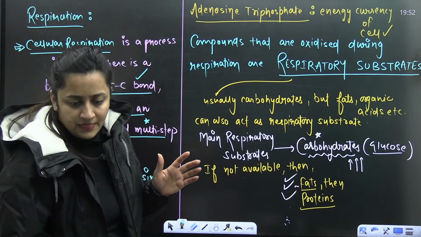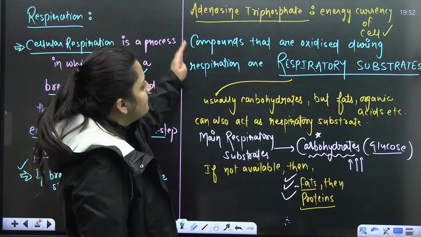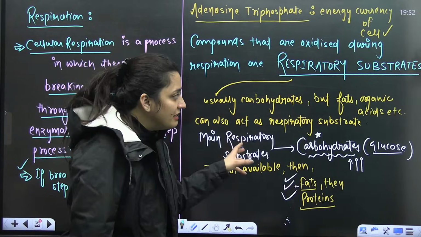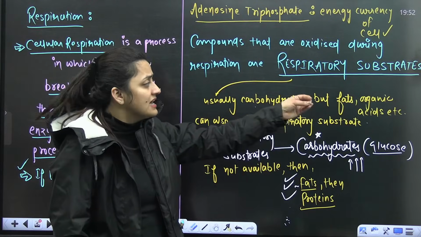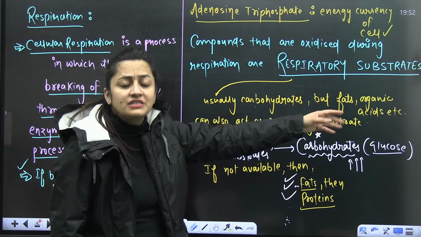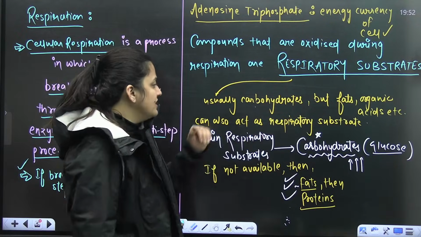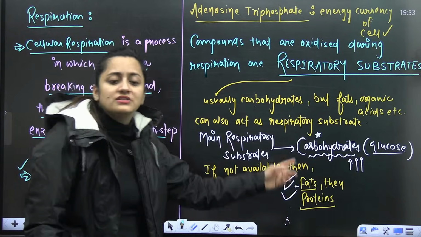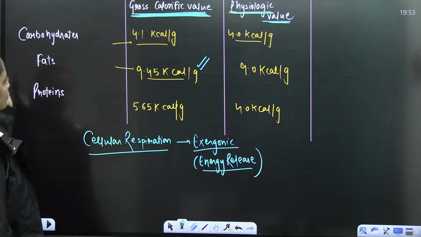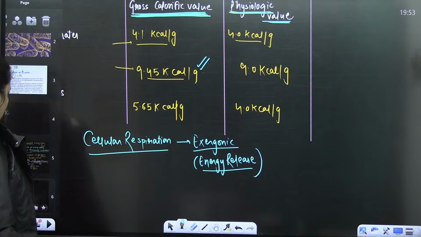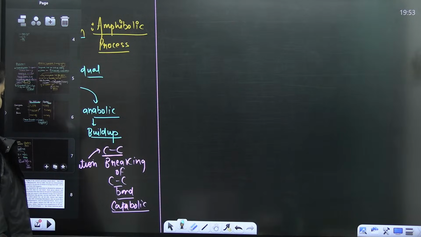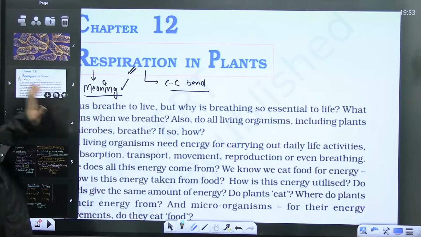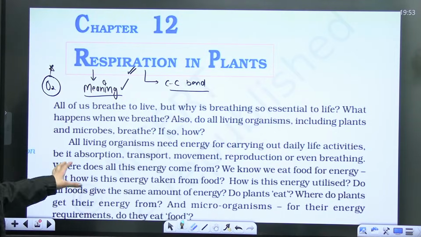Is that clear? So compounds which are oxidized are the respiratory substrate. Main is carbohydrate. If not available, the body will go for the fats. Even in plants, in some seeds, you will see organic acids are also there. Proteins are there, right? So you know the sequence here. Now you know the kilocalorie thing as well. Am I clear? So after this, let's have a look at this from the NCERT.